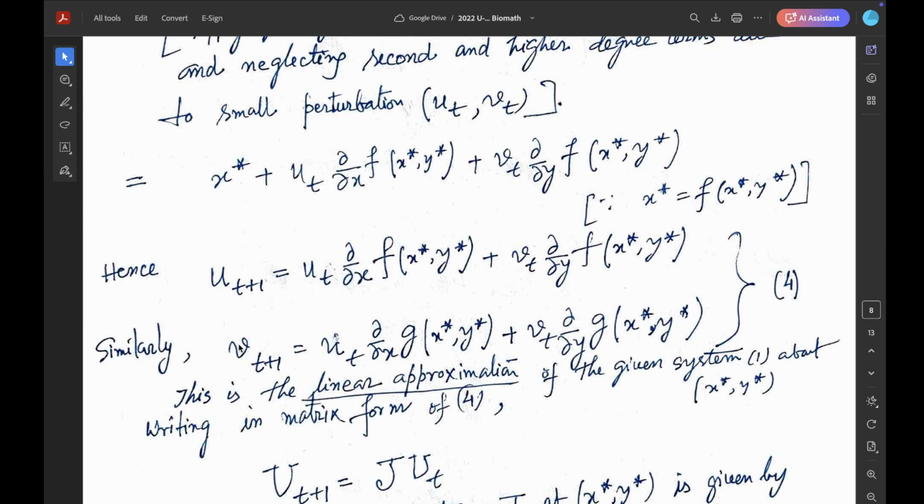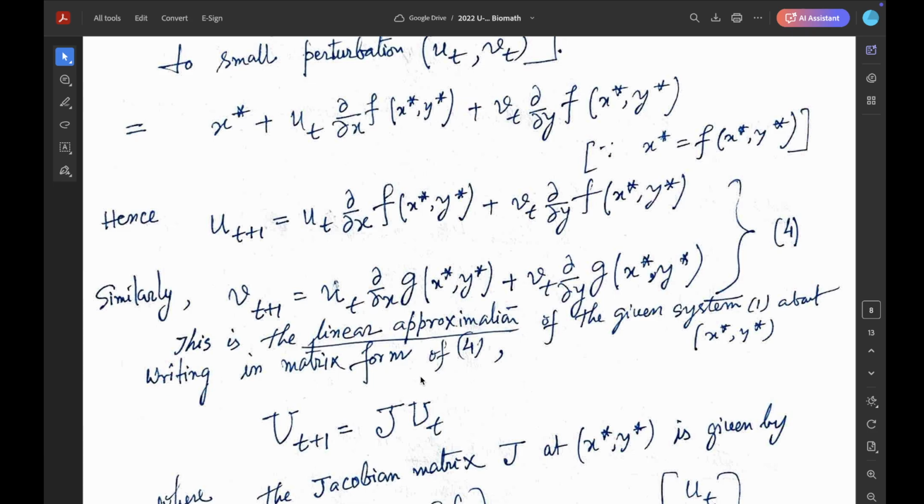Similarly, we can get vn plus 1 equal to un del x of g x star y star plus vn del y of g x star y star. This system is called system 4. This is the linear approximation or linearization of the given nonlinear system 1 about the steady state x star y star. So this is the corresponding linear system to the given nonlinear system.